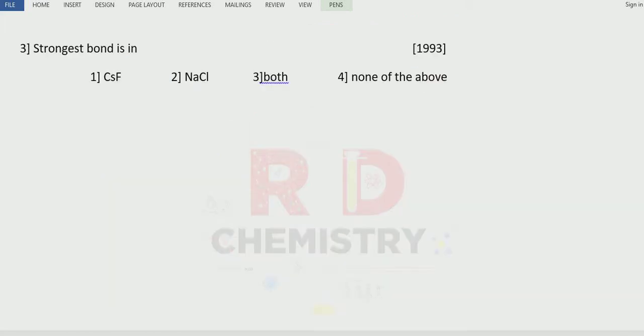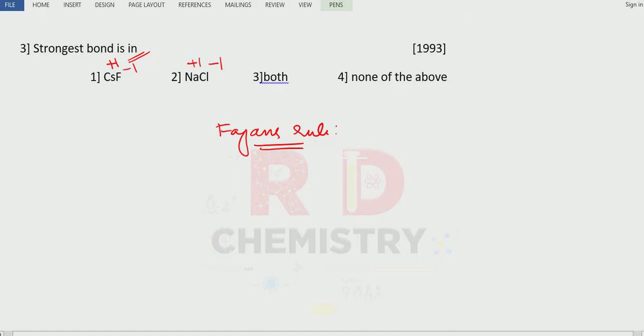Question number 2. The strongest bond is in, okay, cesium fluoride. You know that cesium is plus 1, fluoride minus 1, sodium plus 1, and chloride minus 1. Charges are same. When charges are same, go for Fajans' rule. What is Fajans' rule? For Fajans' rule, size of cation should be larger, and size of anion should be smaller.